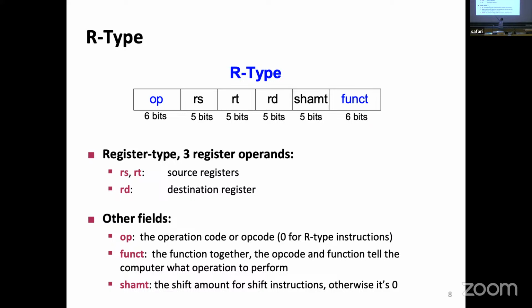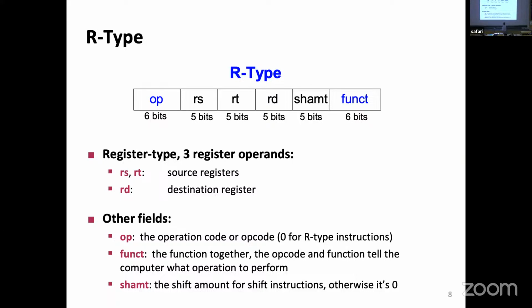So 32 registers, I need 5 bits to tell each one of these. So I have 5 bits for RS, 5 bits for RT, 5 bits for RD. That's 15 out of 32 gone. Now you look at it and you say, okay, I have 17 more bits. What shall I do with them?